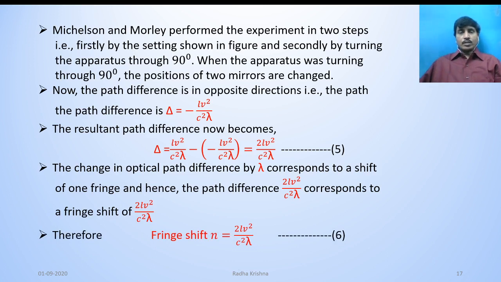That means, due to the motion of the earth, the light rays 1 and 2 differ by a path difference delta. Due to this, the fringes are displaced through a distance n called fringe shift. The fringe shift n is equal to 2LV square by C square lambda.